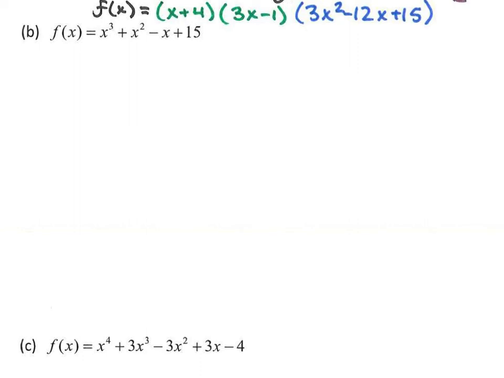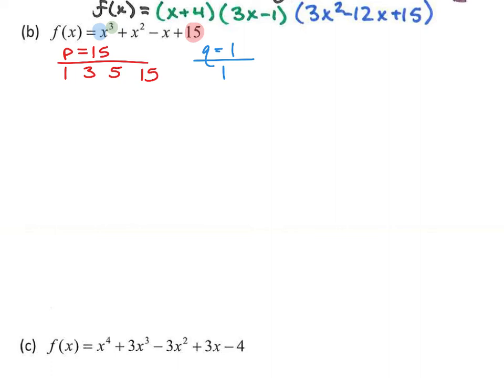We start with P's and Q's. P is 15. What is Q? 1. By the way, how many zeros am I trying to find for this graph? 3. Okay, cool. Let's make a list of all the potential rational zeros first. So P is equal to 15. The things that multiply to 15 are 1, 3, 5, and 15. The things that multiply to Q are just 1.